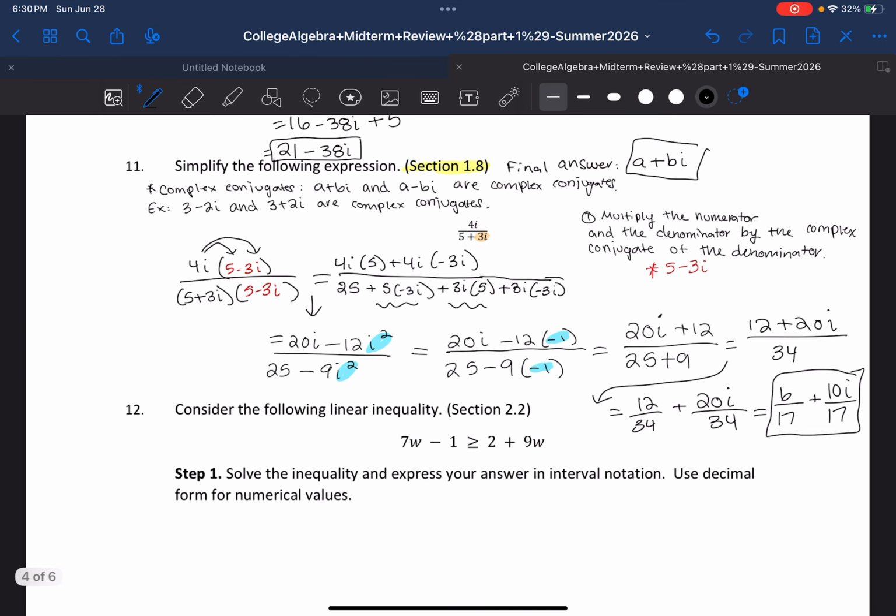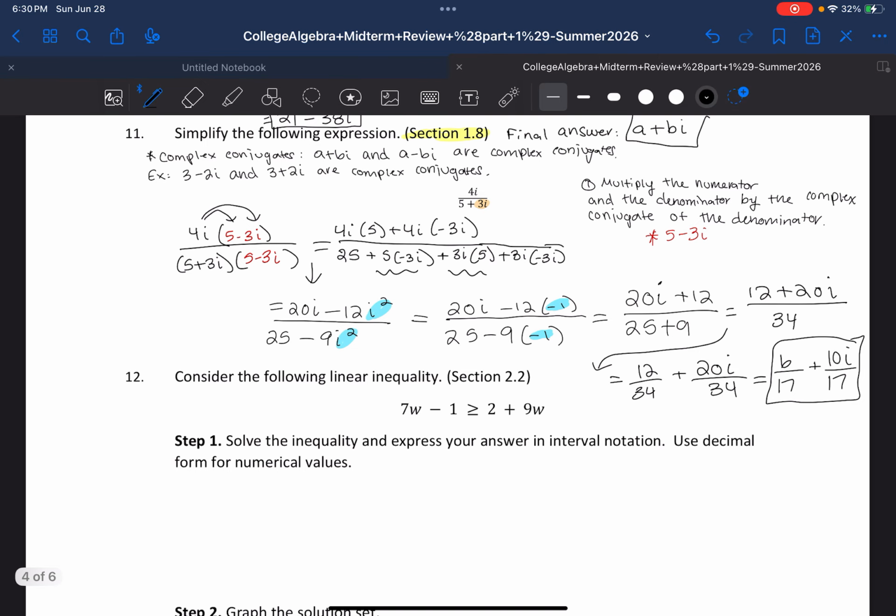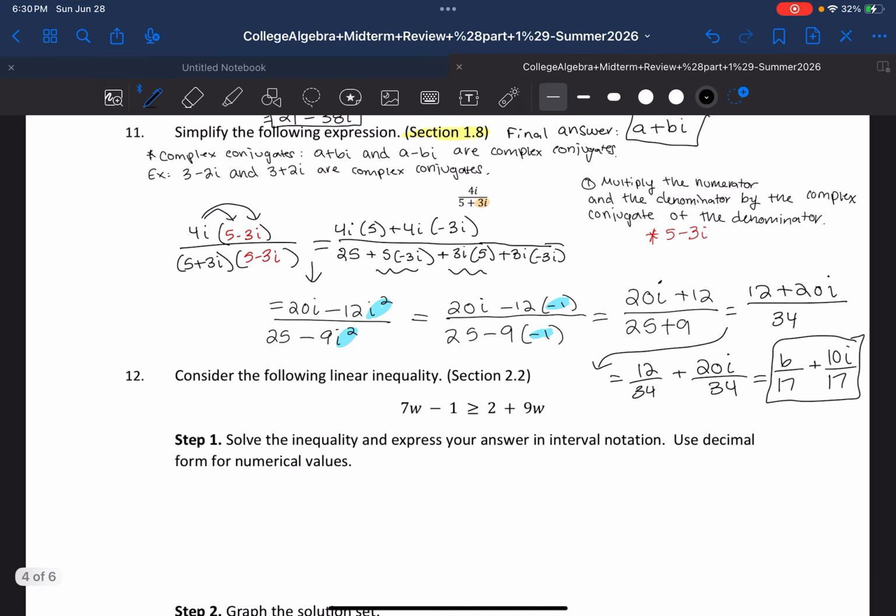And again, you can write yourself little reminders on your flashcard as long as you don't put any worked out examples. You can write, to divide complex numbers, multiply the top and the bottom by the conjugate of the denominator, replace i squared with -1, and then separate into two fractions and simplify. You can write notes like that on your flashcard.